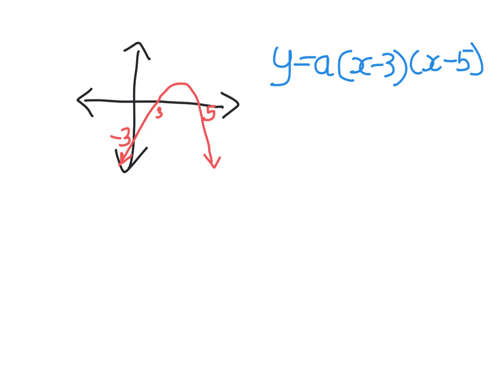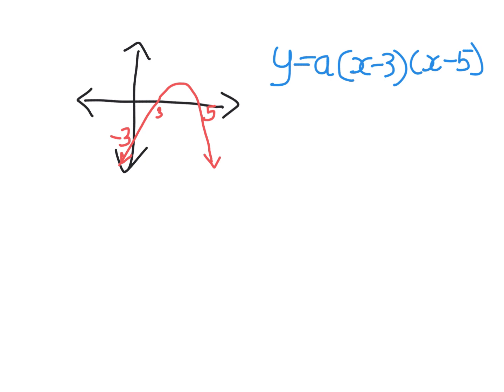Because it wouldn't matter if a was 2, 3, minus 200. Doesn't matter what a is, this will always have intercepts at 3 and 5. Now here we know a obviously has to be negative because we have a frowny face. So how are we going to find a?